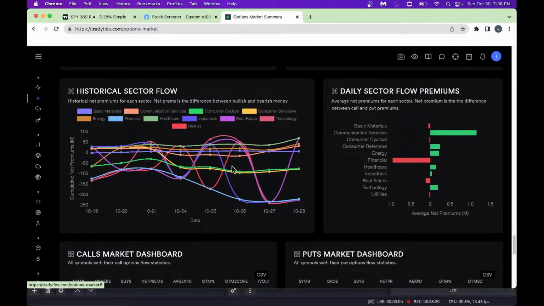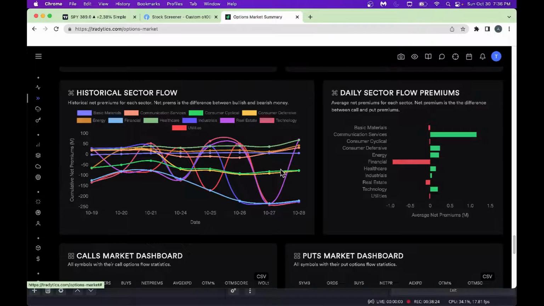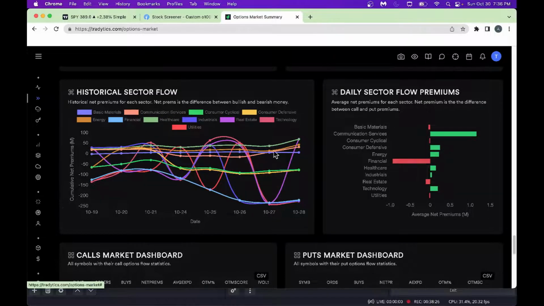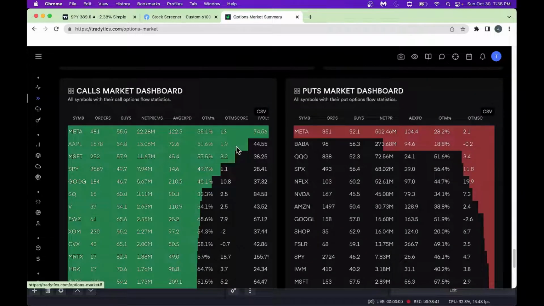All right, so you can look at the historical flow here and make sense out of it from an options perspective. We looked at it from a stock perspective earlier, and you can see the daily sector inflow. Looks like financial is getting some outflow, as you can see here. Other communications, think about Meta, Snap, they're getting some inflow. And you got the option dashboard here for calls and puts.